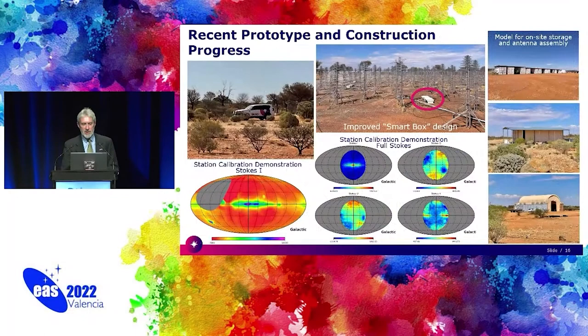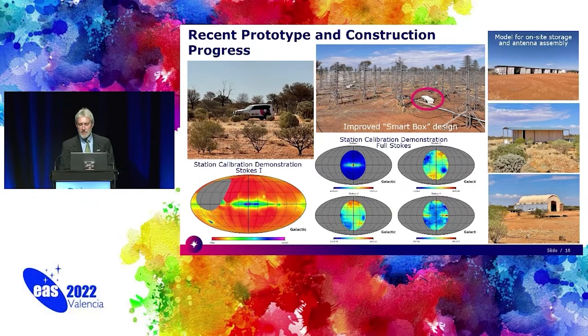On the low side, we're making good progress with the prototype in terms of demonstrating very accurate calibration of the station beams, including full Stokes calibration of the individual station beams, and have done a few final design improvements for the equipment before going to order the full amounts.